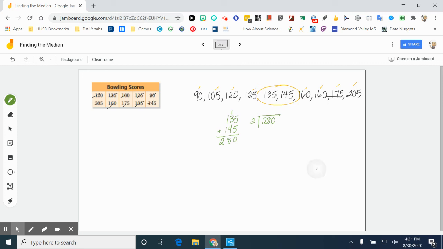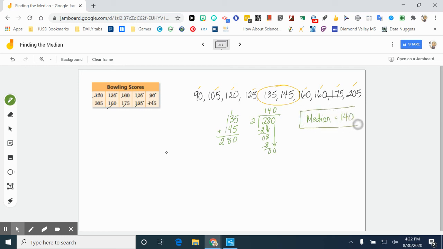That's why. So 2 goes into 2 once. We get 0 left over. Bring down the 8. 2 goes into 8 4 times. We get 2 times 4 is 8. 8 minus 8 is 0. Bring down that 0. 2 goes into 0 0 times. Don't forget to do that. Lots of people do. So our median in this is 140.